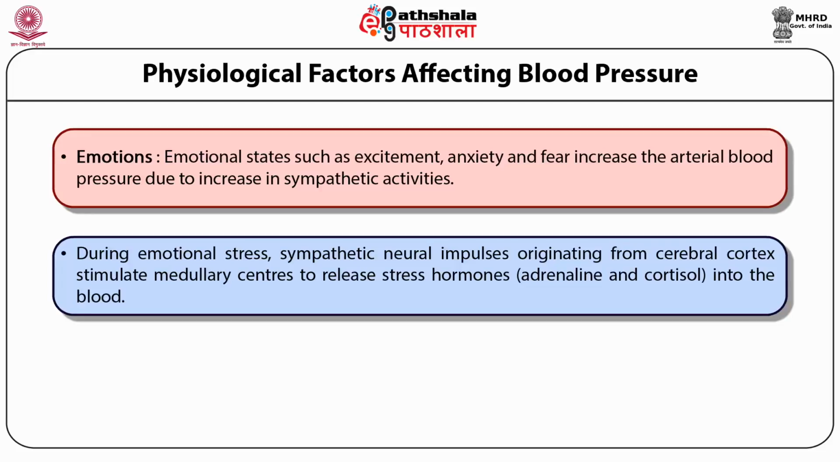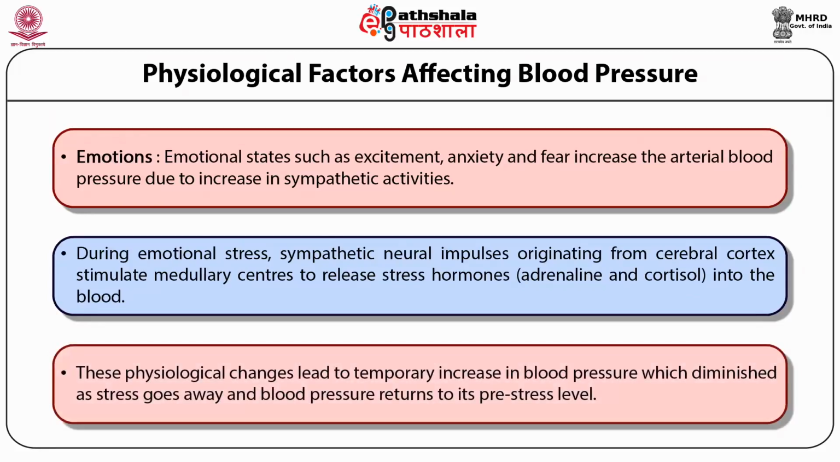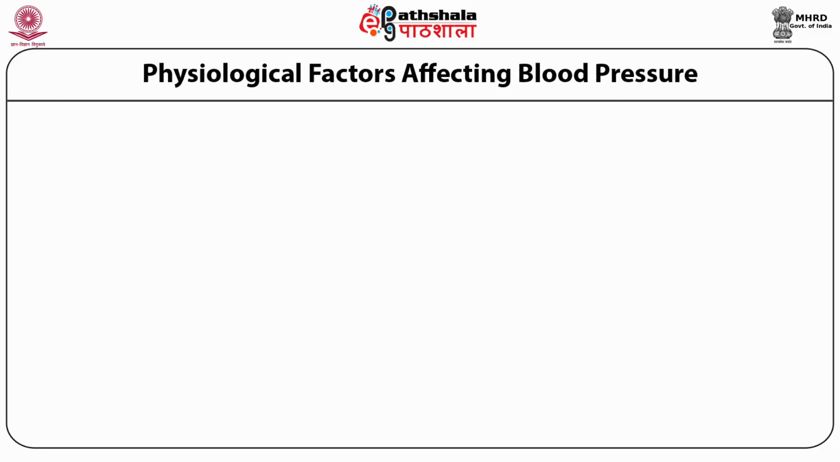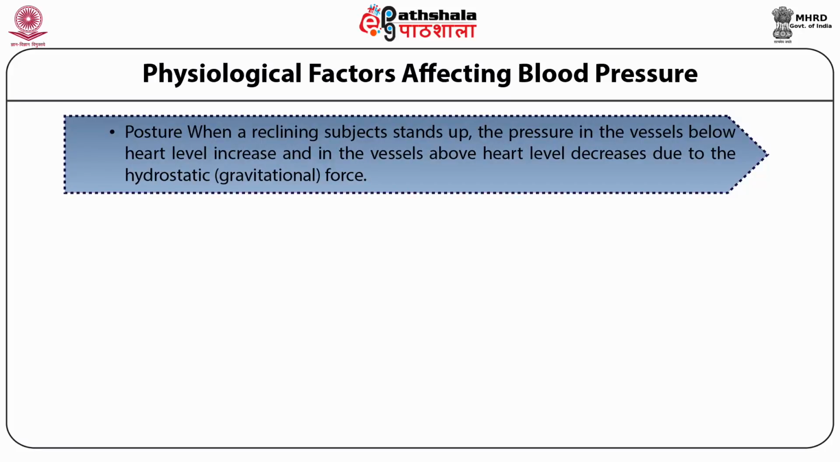These hormones regulate the fight or flight response by increasing the heartbeat and constricting the blood vessels, which enables flow of blood from extremities of the body to the core. These physiological changes lead to a temporary increase in blood pressure, which declines as stress goes away and blood pressure returns to the pre-stress level. Our posture also has an impact on our blood pressure.